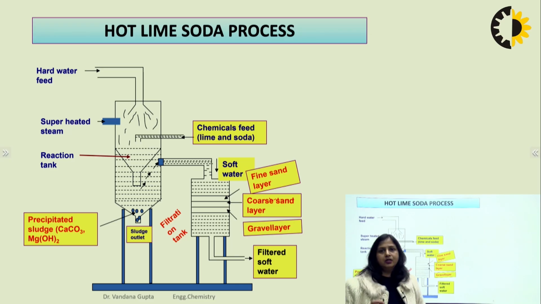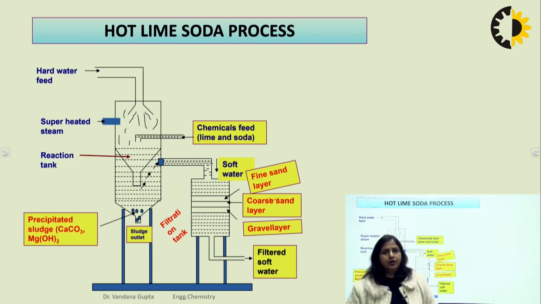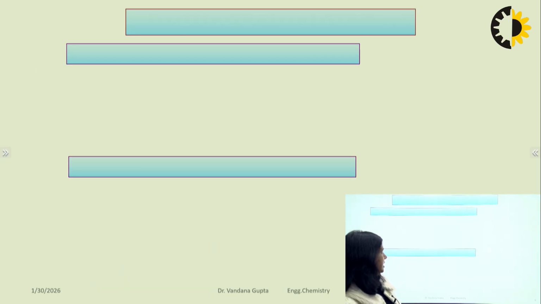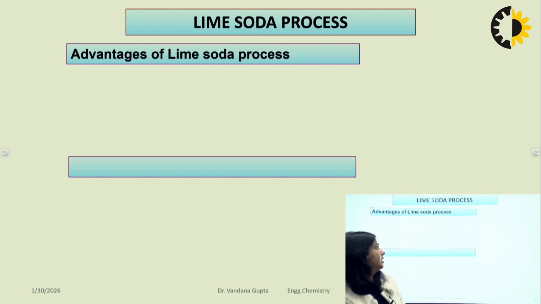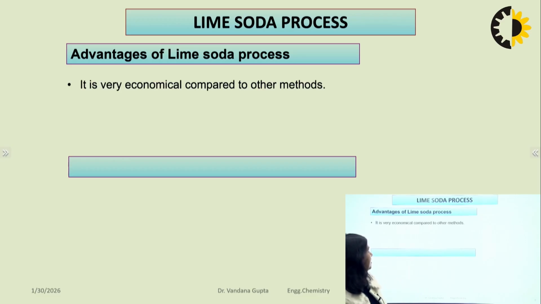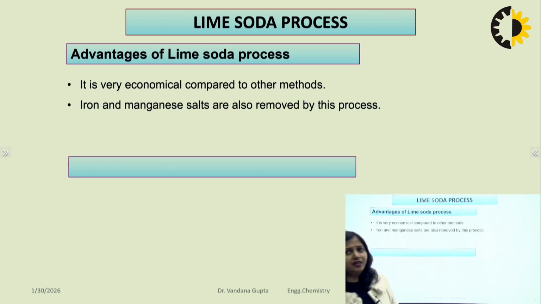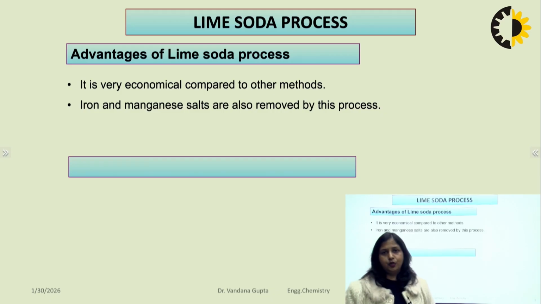The water obtained by the hot lime soda process is better than the water obtained from the cold lime soda process. Now quickly we see the advantages and disadvantages of the lime soda process. This process is very economical because lime and soda, both chemicals, are very cheap. So it can be suitable for large scale water treatment.